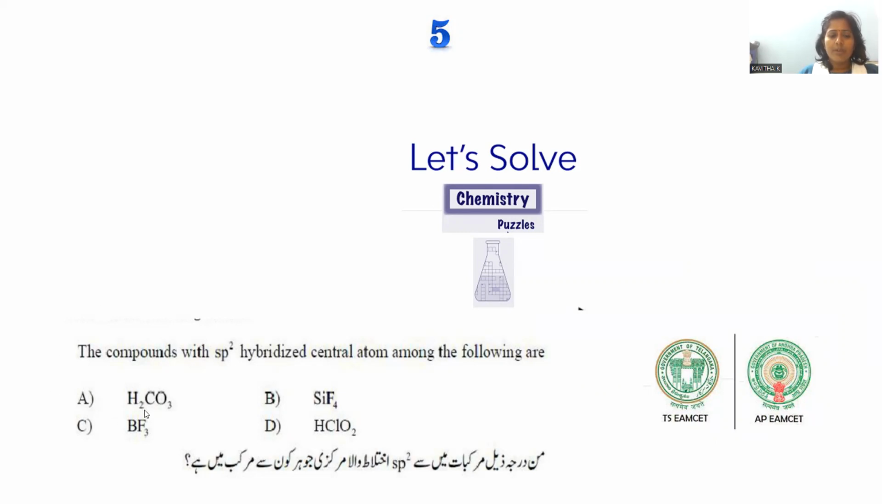So the compound number 1 is called H2CO3, carbonic acid. SiF4 is called silicon tetrafluoride. BF3 is called boron trifluoride. HClO2 is called the oxyacid of chlorine, called chlorous acid. Okay. Among these four options, what comes under sp2 hybridization?